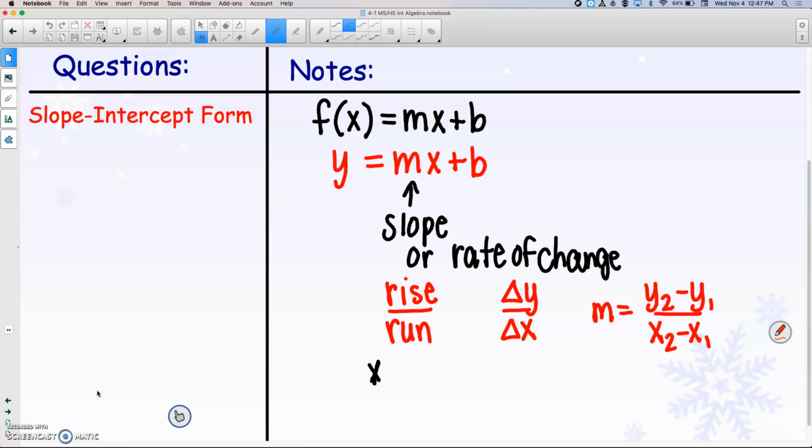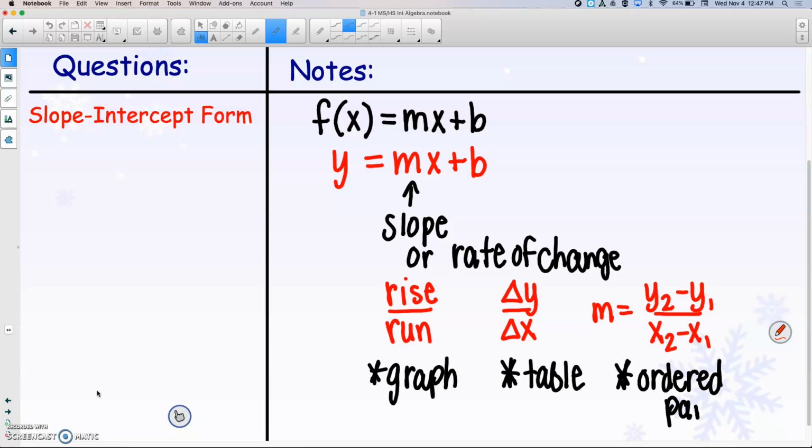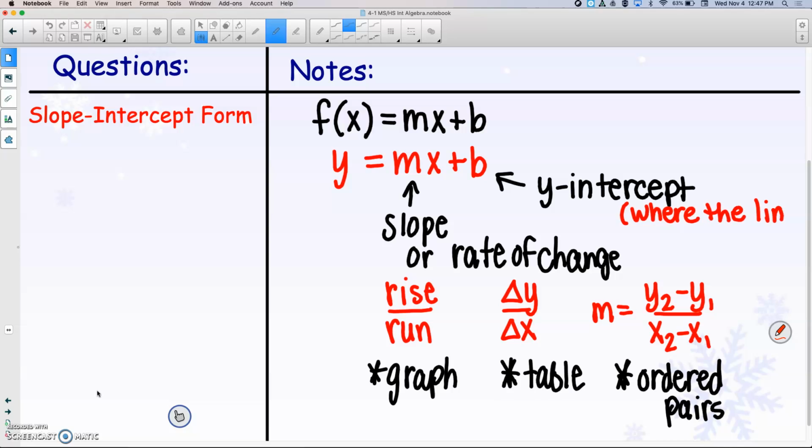So rise over run, I used for finding the slope or rate of change from a graph. Change in y over change in x from a table, and then the formula from ordered pairs. So that's a lot of review from chapter 3 right there. Okay, so y equals mx plus b. m is the slope of the line, and b is the y-intercept, which is where your graph crosses the y-axis. So where the line crosses the y-axis.